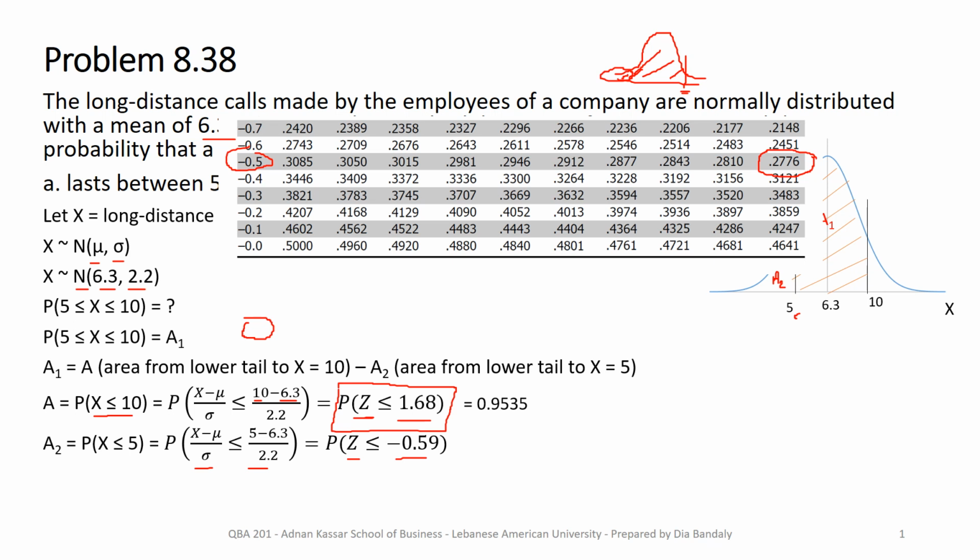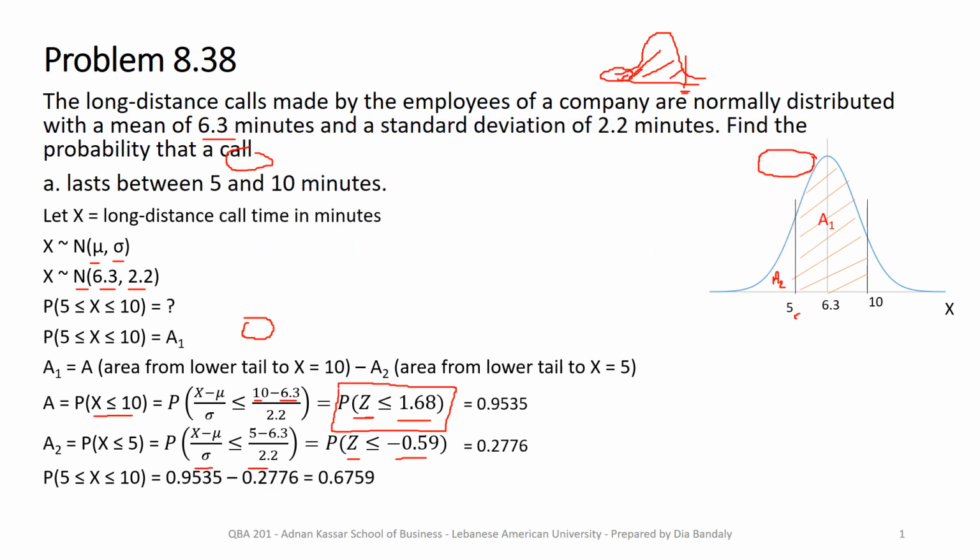So here we go, 0.2776. So I noted down. All right, that was hopefully clear for you. Now we are finally able to find the area that we are looking for. So the probability that x is between 5 and 10, I subtract the small area from the big area, and we get 0.6759. Okay, we're going to answer two more questions in this problem.